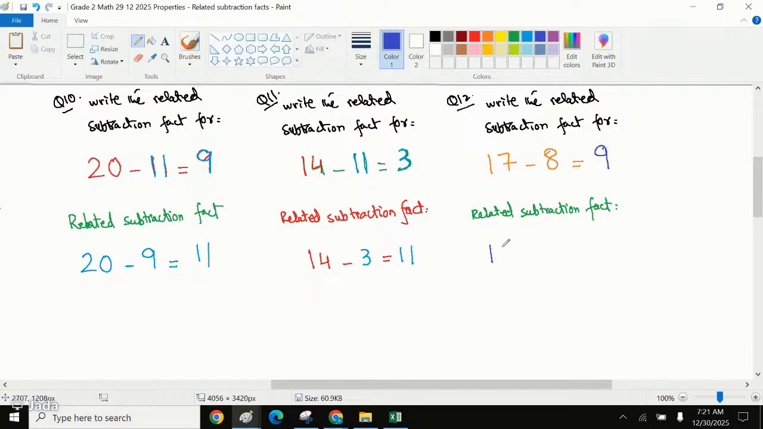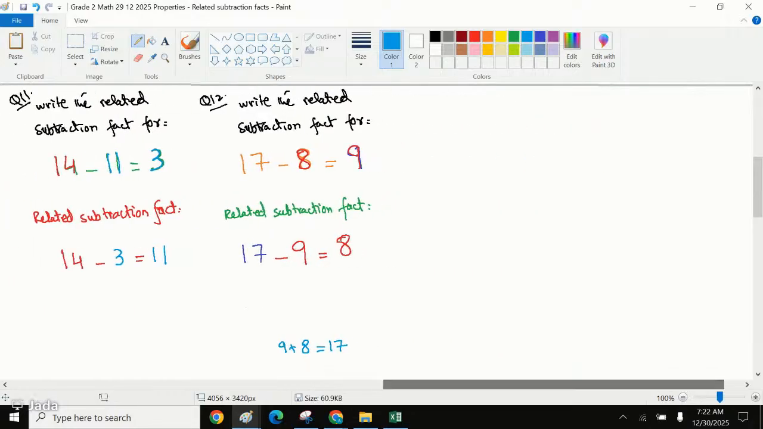What we can say is 17, we simply swap the places of 8 and 9, right? 17 minus 9 should always be equal to 8. We are simply swapping their places, right? And we can also say that 9 plus 8 is always equal to 17. The sum of the two numbers that are being swapped would be equal to the bigger number.